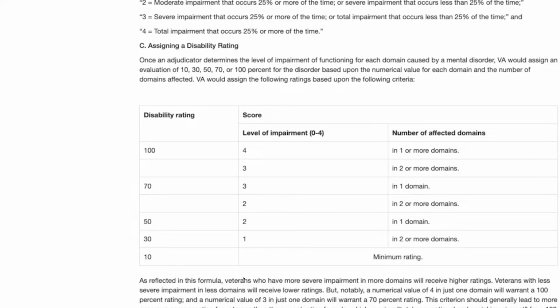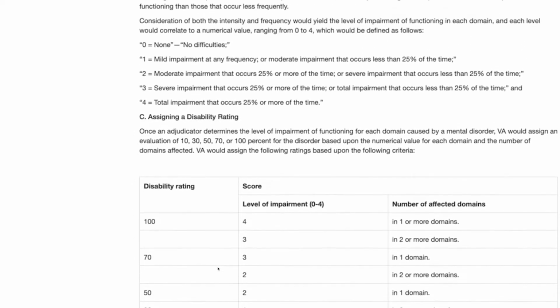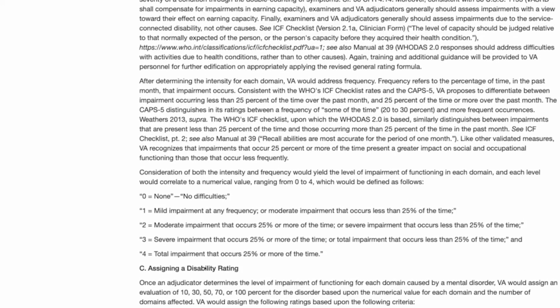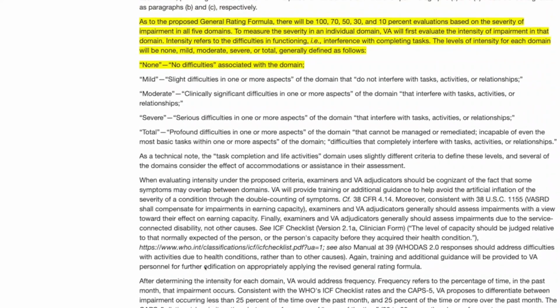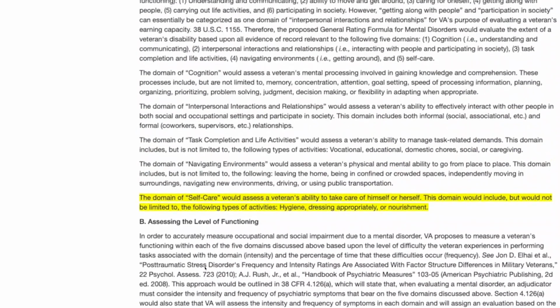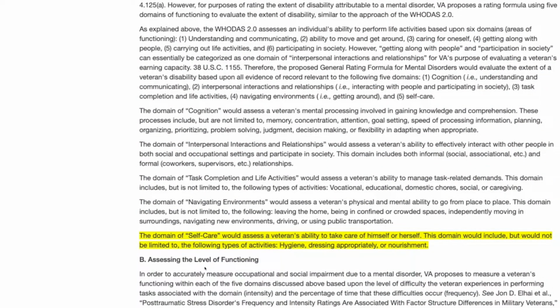But like I said, in each of these six, obviously I like the way they break it down as far as the categories go, those are the ones that make sense. But you're going to the mild, moderate, severe. No, the cognition, the domains. I like the way they break down the domains as far as these are domains that make sense. Cognition, interpersonal interactions and relationships, task completion, life activities, navigating environments. Yeah, so I like the way that's broken down.